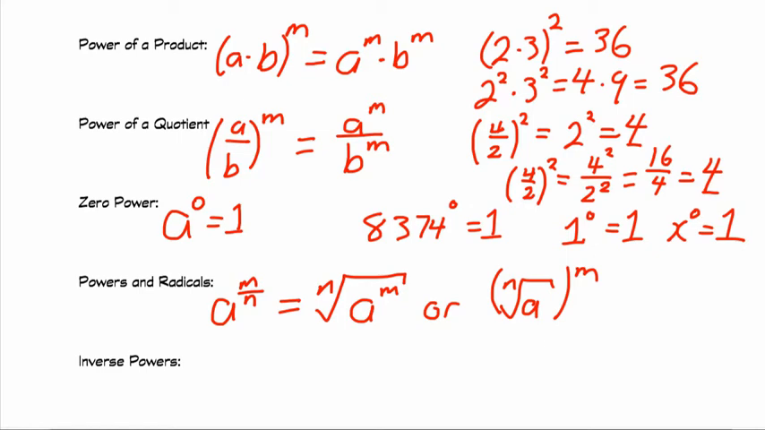So if we had x to the power of 3 over 2, well, this is equal to the square root of x cubed. Because if there is no index, it is assumed to be a 2, so you're taking the square root.